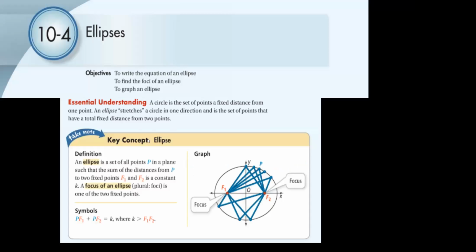So now, an ellipse is a set of all points in a plane such that the sum of the distances is constant. Let's imagine there's a point named P. In the ellipse, the sum of the distances from point P to the two fixed foci, F1 and F2, is constant. So what is the focus? What are the vertices? What is the co-vertex? Let's see here.